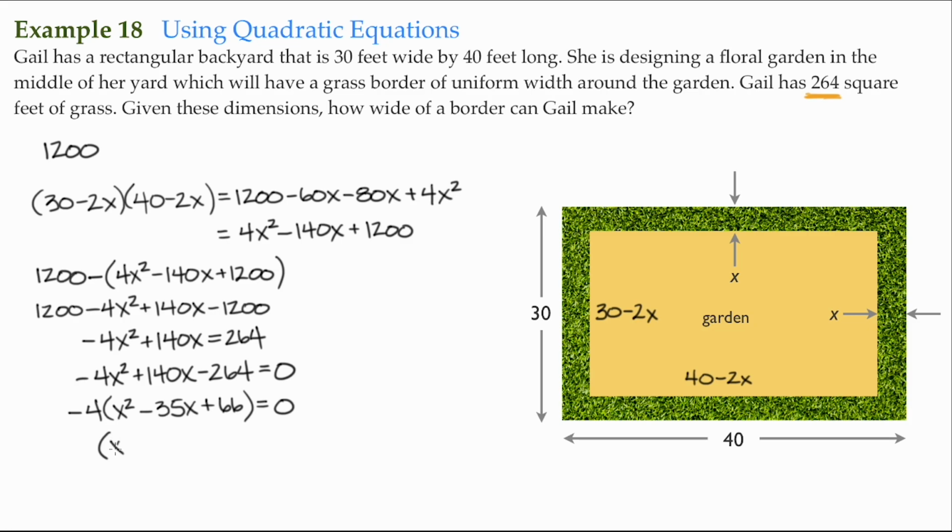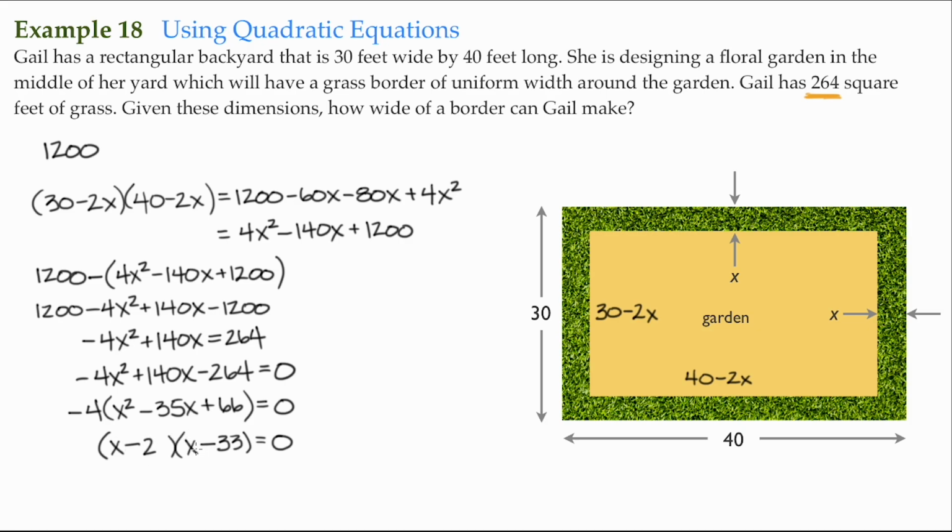So this is going to be x minus, and, that's going to be equal to 0. And if you think about it, it's got to be 2 and 33. Negative 2 times negative 33 is positive 66. And negative 2 minus 33 is negative 35.